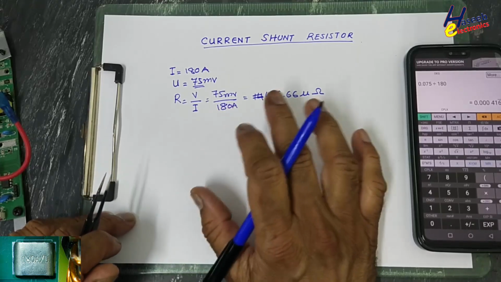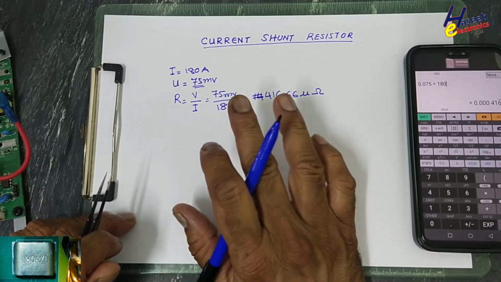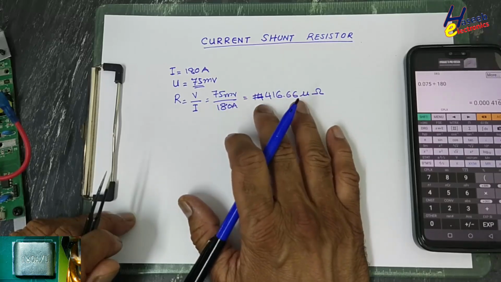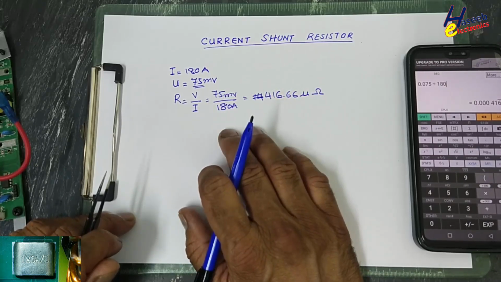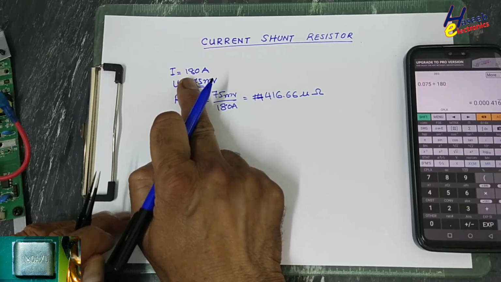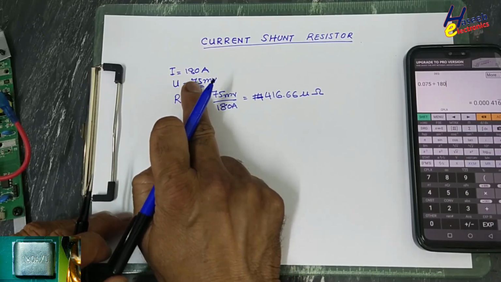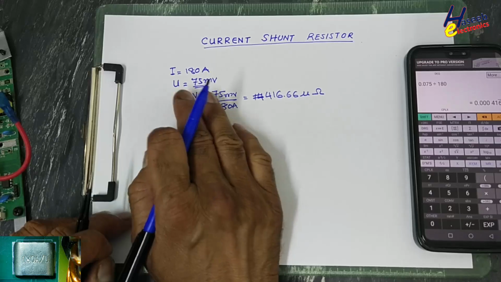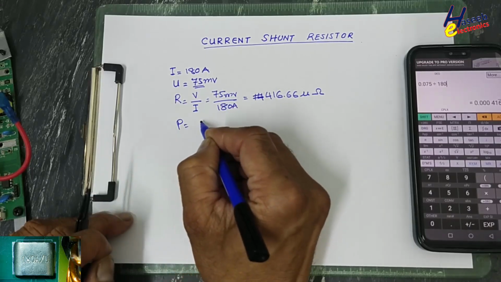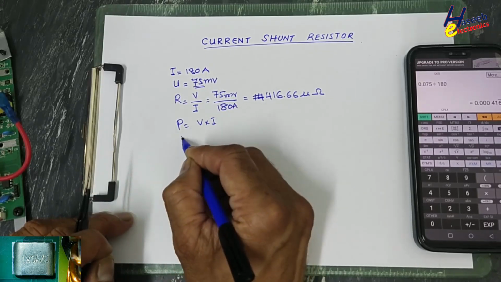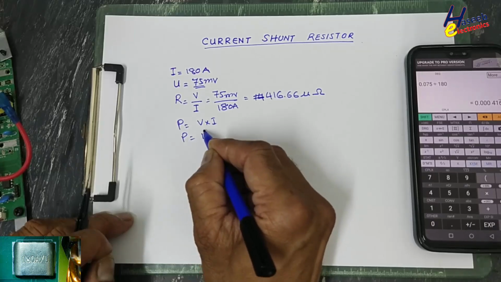When we say resistance, it is measured in ohms, and it also has a power rating. Here, with the amount of current, we can also take V into I. We can calculate the power. P is equal to V into I, or P is equal to I square R.